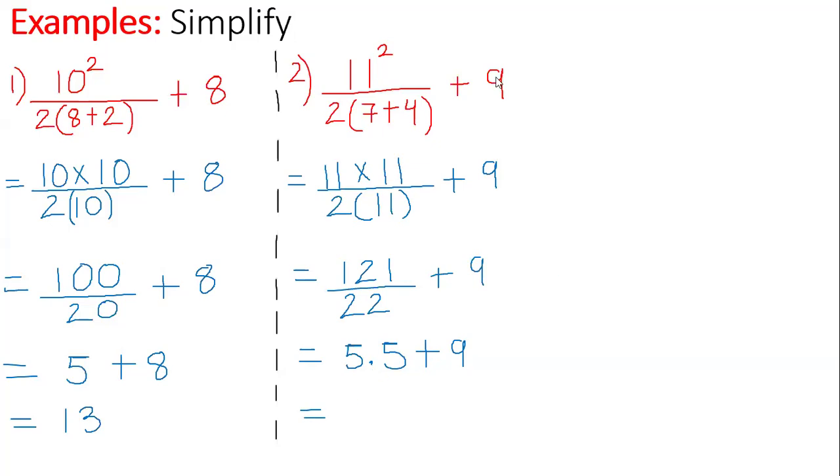So if you add 9.0 plus 5.5, we get what? 9 plus 5 is what? 14. That's going to be 14 point what? 14.5.